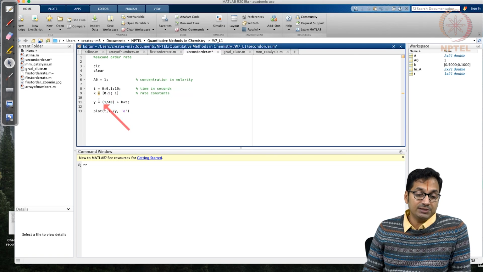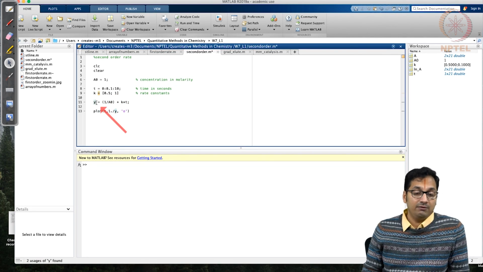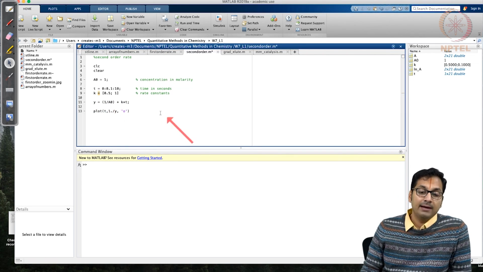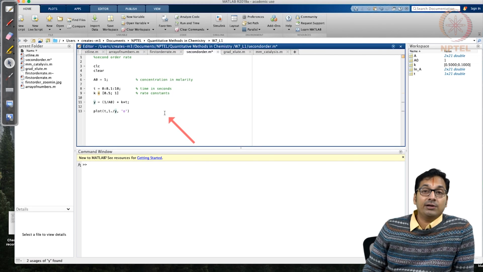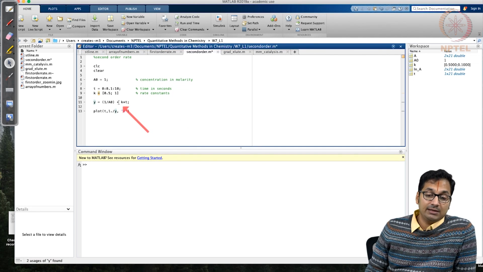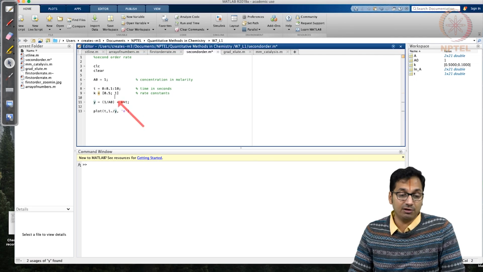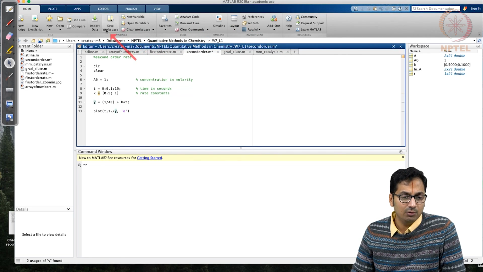So now when that goes in, you would like to generate the equation of this sort, where you would like to have y is 1 over A naught, where A naught is the initial concentration, K is the rate constant, and T is the time variable. Then you will plot T as a function of 1 over this, because remember, you want to plot concentration of reactants as a function of time. Then let's quickly go and run this.